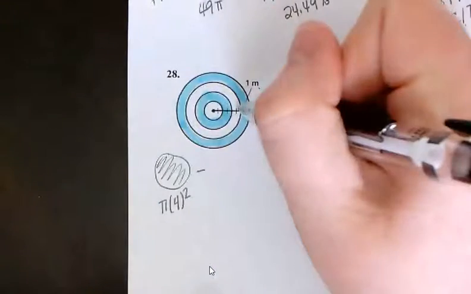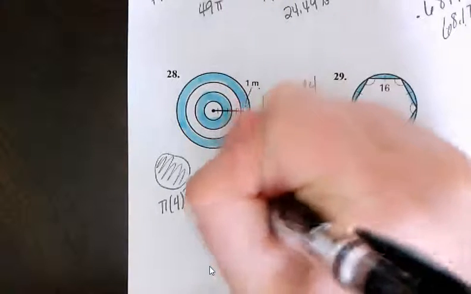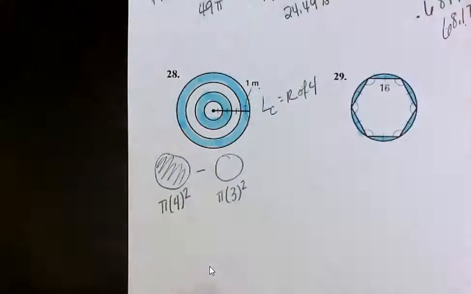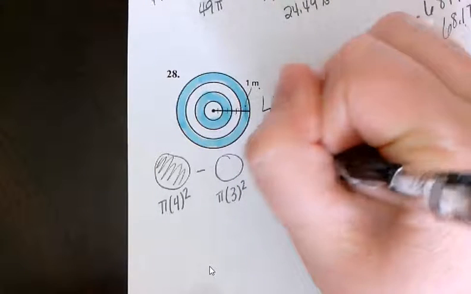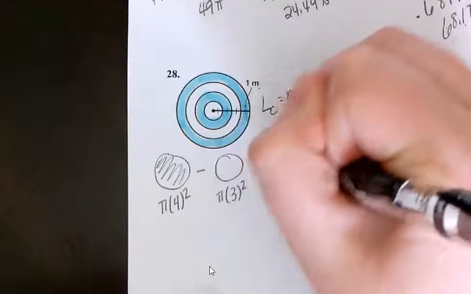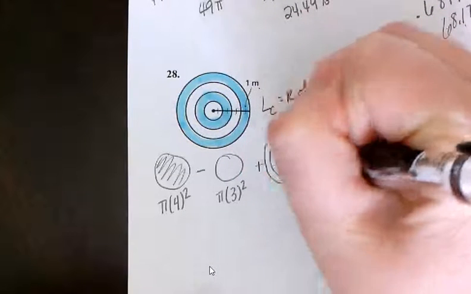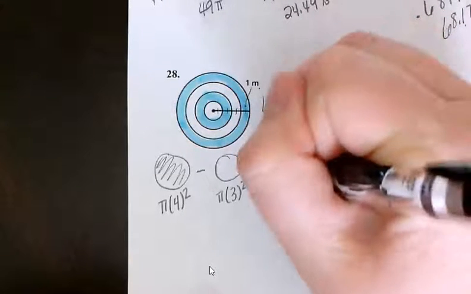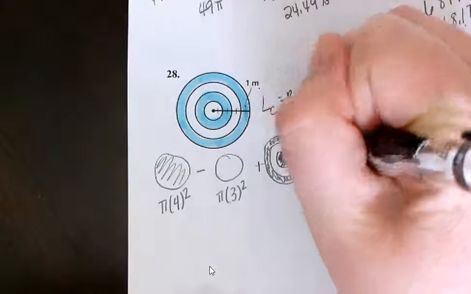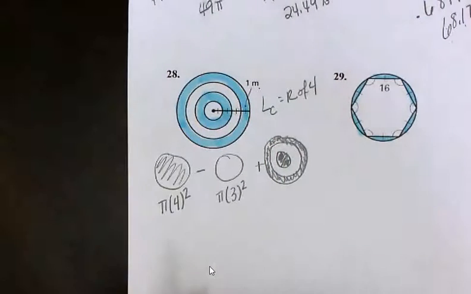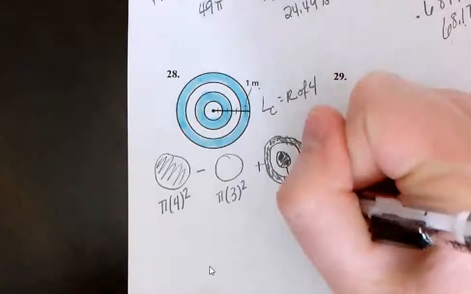And then you're going to cut out the next circle, which is pi times 3 squared. Then you're going to add back the total blue circle, which will be a little bit smaller here. And what that does is adds that circle to the ring that you had left. So when you take the big circle minus the cutout, you're left with the ring, and then we're going to add that part back in.